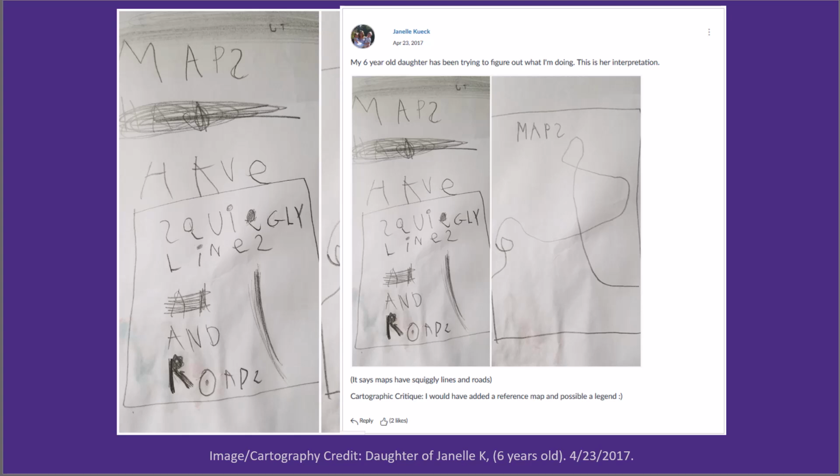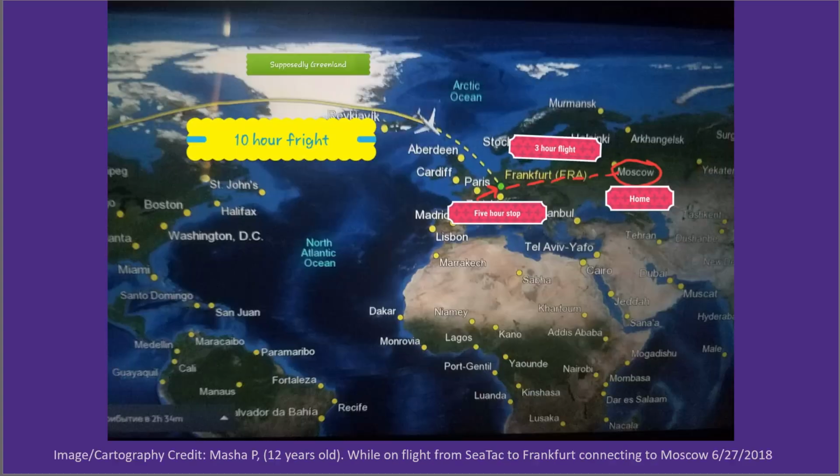A couple images, and then in terms of a cartographic critique, Janelle adds, "I would have added a reference map and perhaps a legend," with a smiley face. Of course, she's joking. This is pretty darn good for a 6-year-old to present, and I just think this is the most beautiful thing.